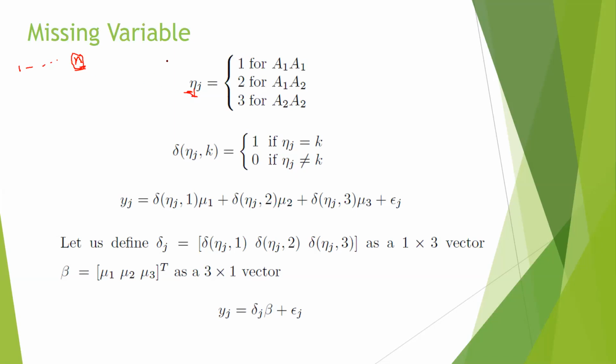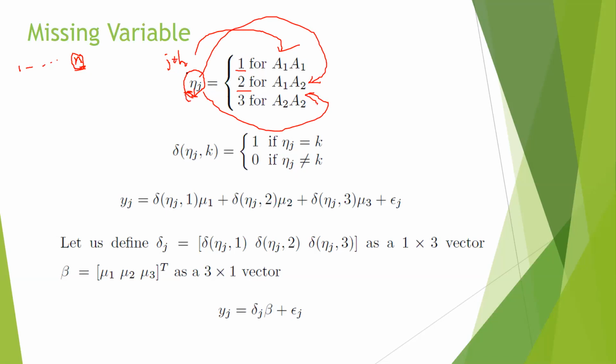For example, for the jth individual out of these n progeny, we knew this individual must come from one of the three subpopulations, but we don't know which one. So we define this eta j as a random variable, which equals 1 if this individual comes from the first subpopulation, first genotype, or 2 if it comes from the second genotype, and so on. Is that clear?